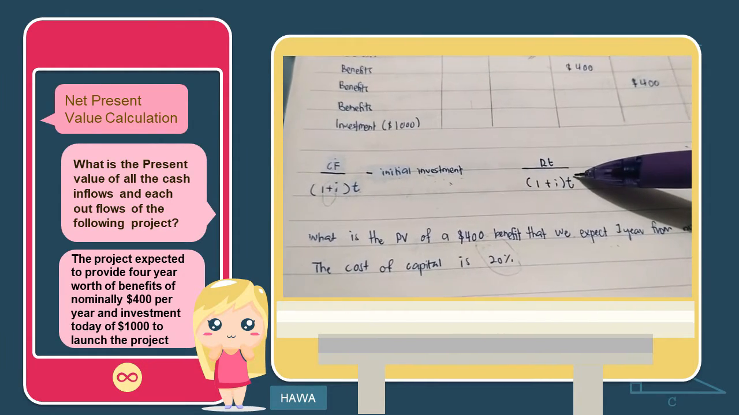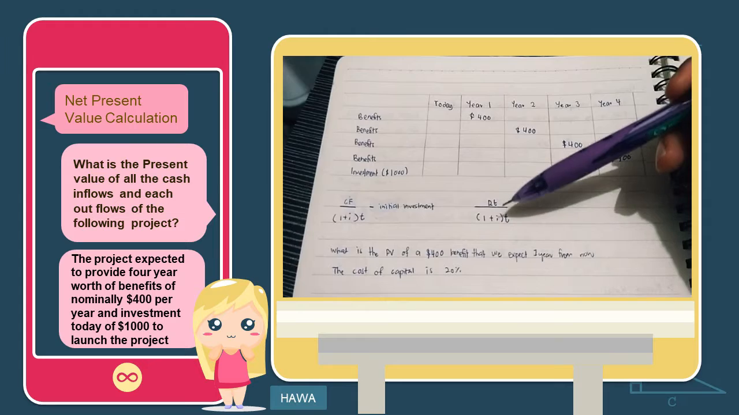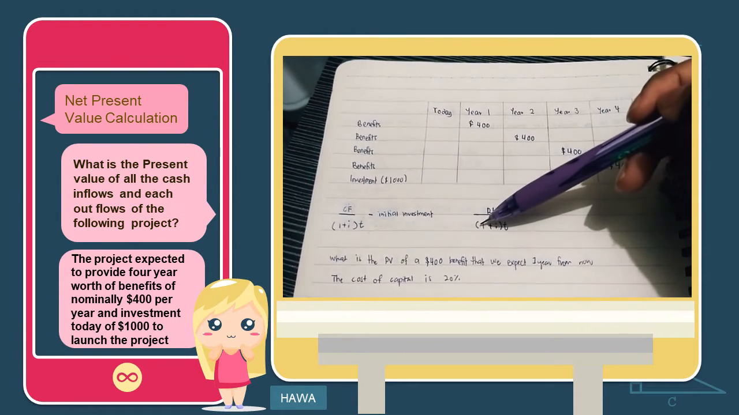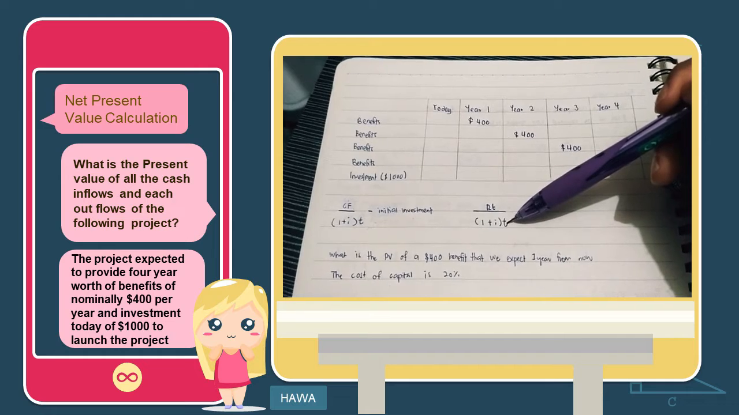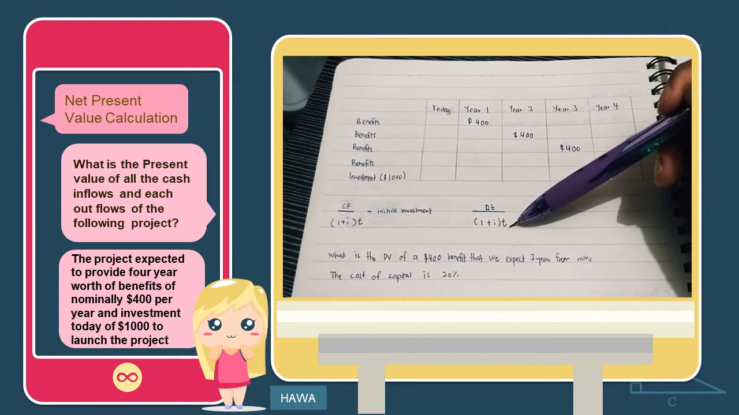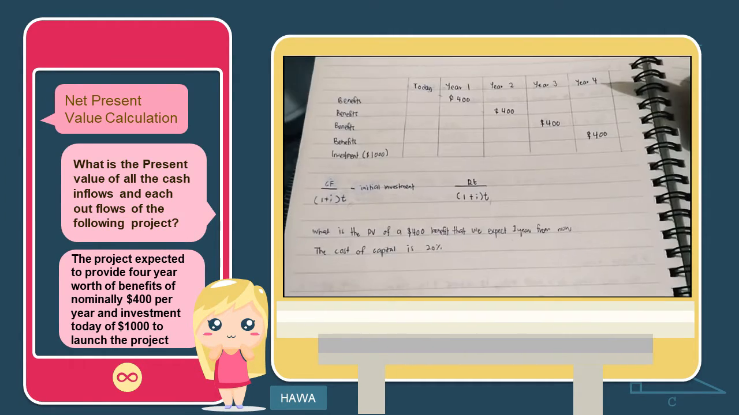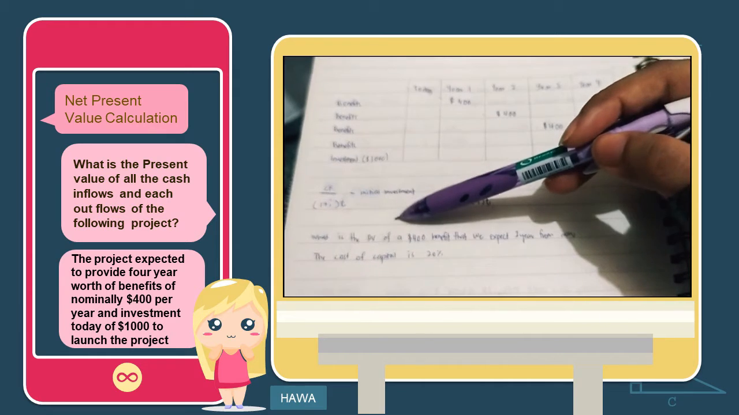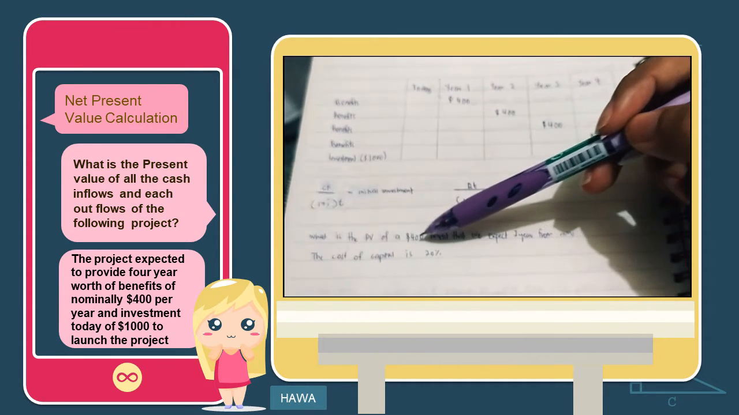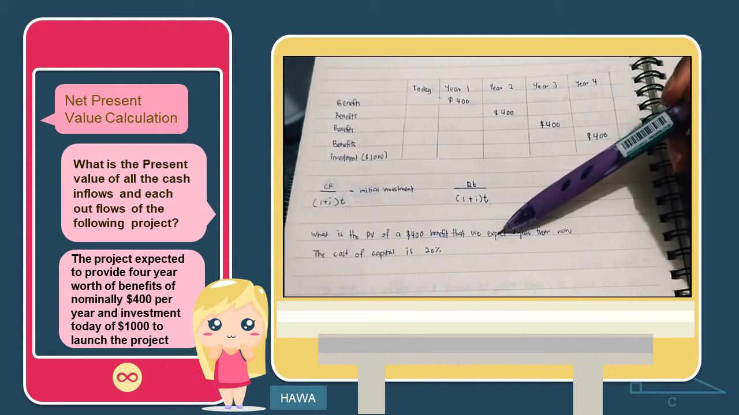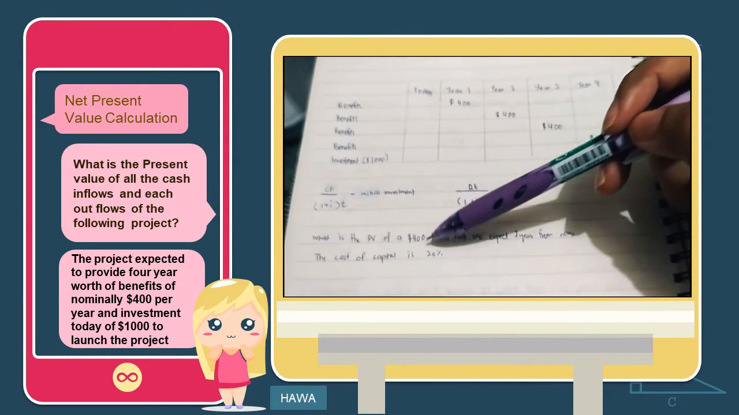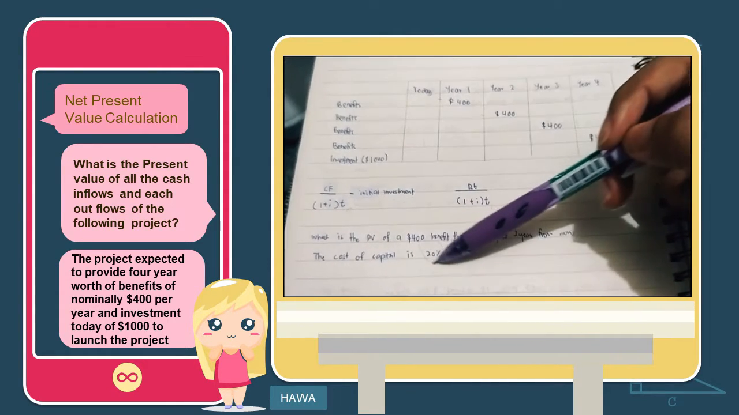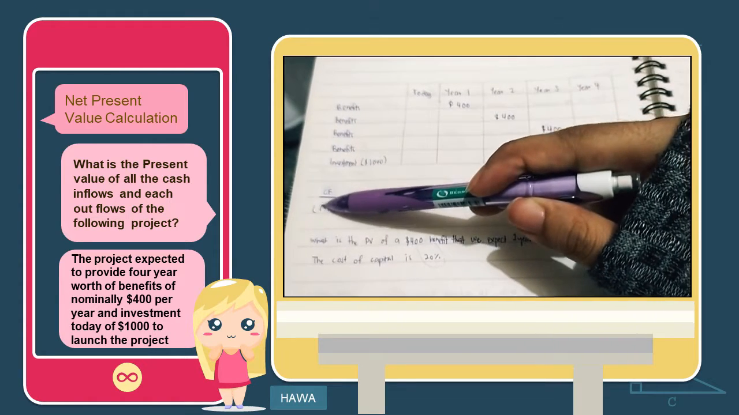Or we can use this net cash flow divided by 1 plus I to the power of T, the time of cash flow. Okay, the first step, what is the PV of a $400 benefit that we expect 1 year from now? And the cost of capital is 20%. 20% is the rate here for the I.